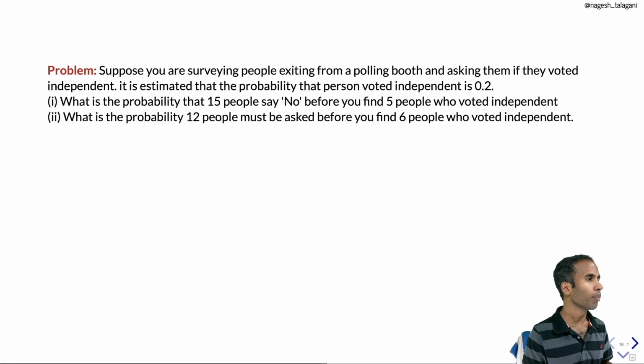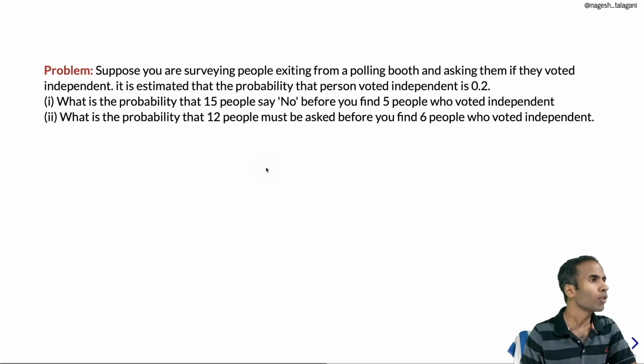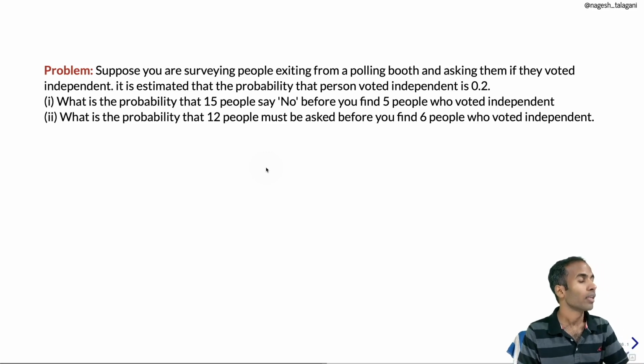Next is the problem. Suppose you are surveying people exiting from a polling booth and asking them if they voted independent. It is estimated that the probability that a person voted independent is 0.2. Question 1. What is the probability that 15 people say no before you find 5 people who voted independent? Question 2. What is the probability that 12 people must be asked before you find 6 people who voted independent? We are going to answer these probabilities using the negative binomial distribution.